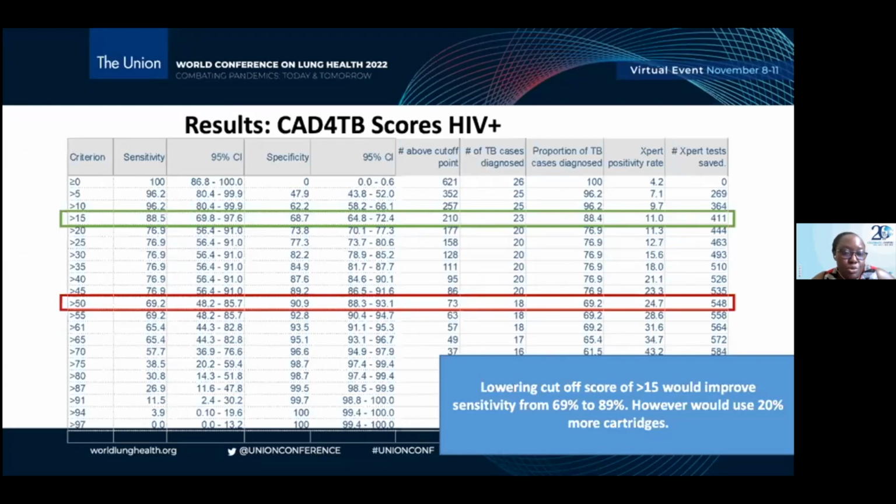whereas WHO recommends for screening tools a sensitivity of about 90%. So in order to get sensitivity close to the WHO recommendation for HIV positive patients at the health facility, we would have to decrease our threshold score to about 15%.